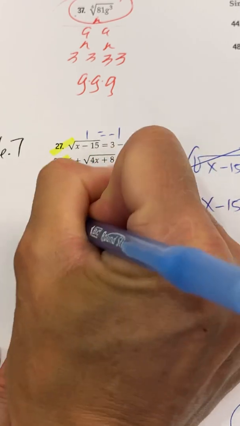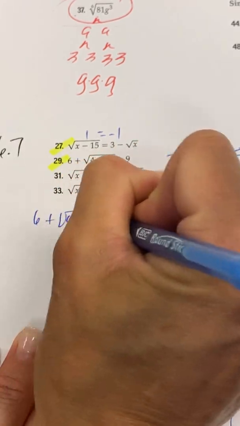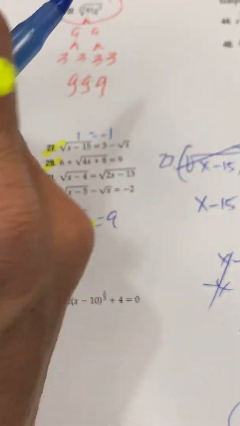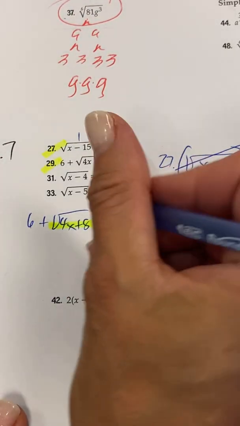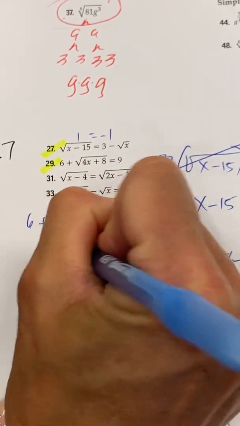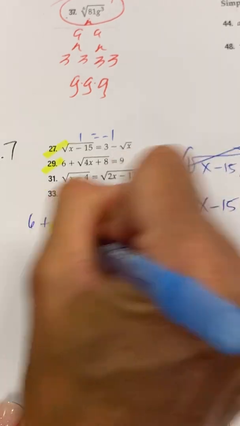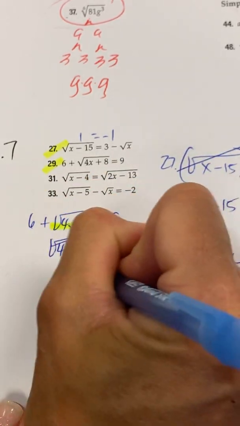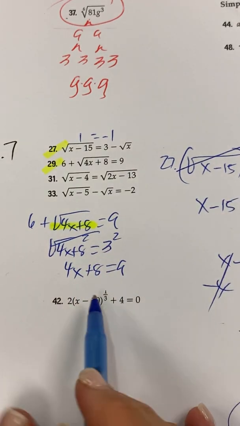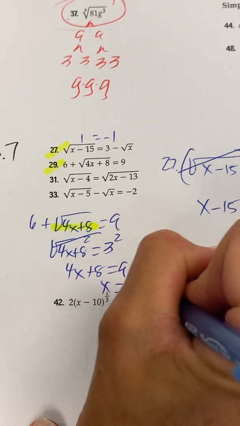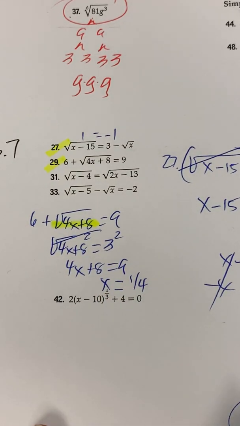29. This is actually a pretty simple version of this type of question. Y'all realize you have to get this by itself first? Yep, -6. Square both sides. Going through this kind of fast. 4x plus 8 equals 9. Solve for x. X equals a fourth? Yep. I think it's a fourth. It's a pretty level 1 question compared to the one I just did.